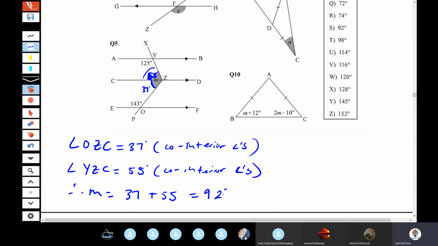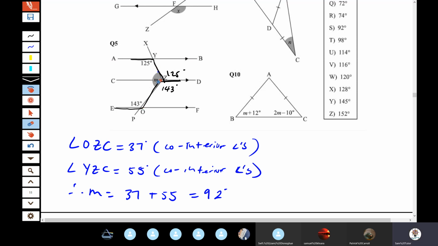I don't think I need to say it again, but I will say it one last time. Don't think for 1 second that's the only way. Everybody that's looking at it, don't feel like that's the only way. If you thought you wanted to use alternate, there it is. That's 143, alternate, and that's a straight line. So you could have done 180 take away 143 and found this one as 37. Again, alternate, that's 125. And then you could have done 180 take away 125 and got 55 and then added them.